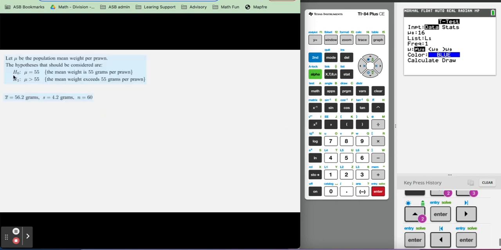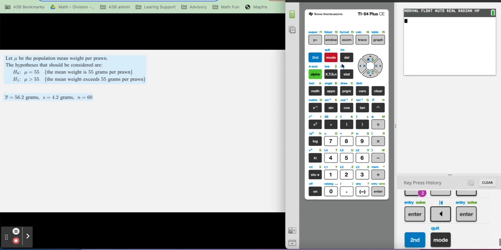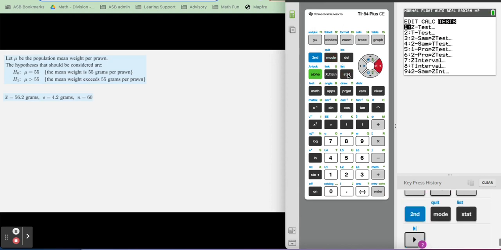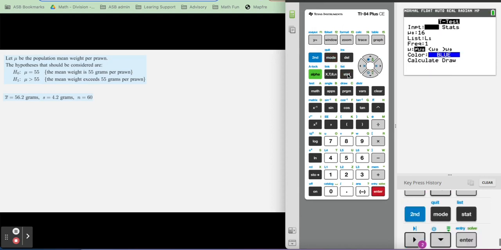So we're going to have our null is always equal to, and our alternative is going to be bigger than. Notice these two numbers will always be the same for every single question we do. Okay, now that we have this information, let's put it into our calculators. So in our calculators, let me start from the beginning. We go in stats, test, t-test.